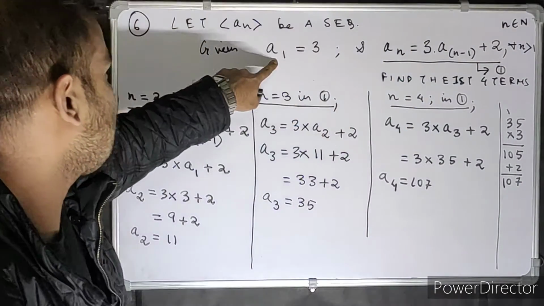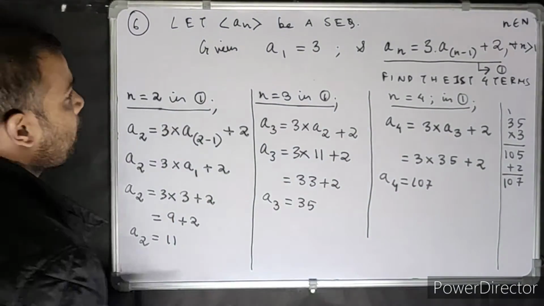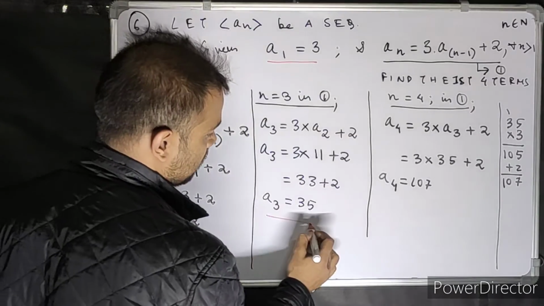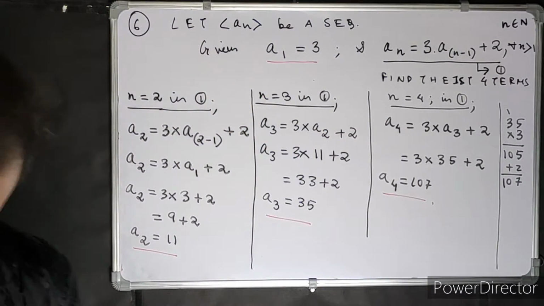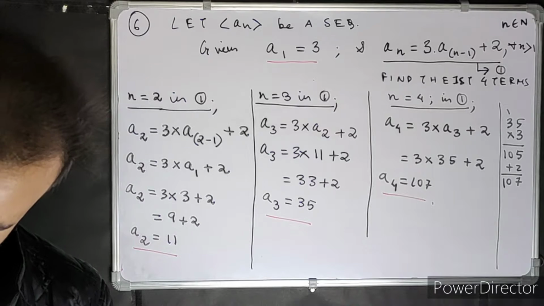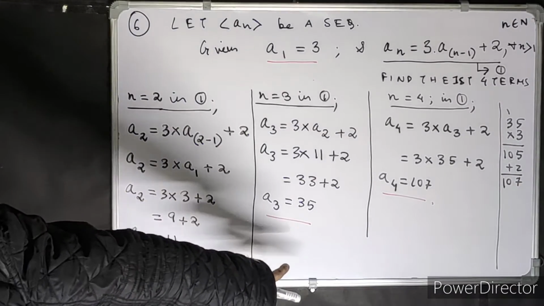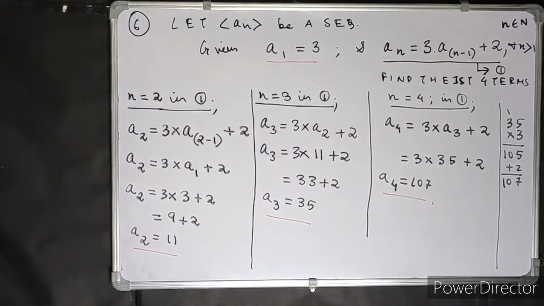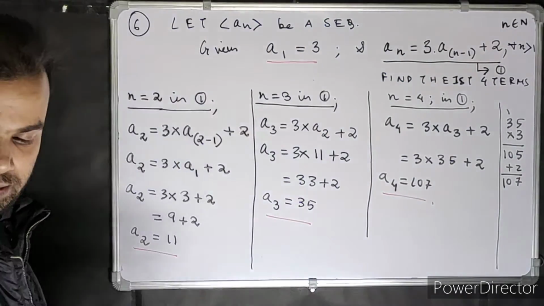You needed 4 terms. That's the first one, this is the second, this is the third, and this is the fourth. Time to check the answers. Question number 6: a_1 is 3, already given to us. a_2 is 11, correct answer. a_3 is given as 35, correct answer. a_4 is given as 107, that is also correct. So this question is done and it's correct.